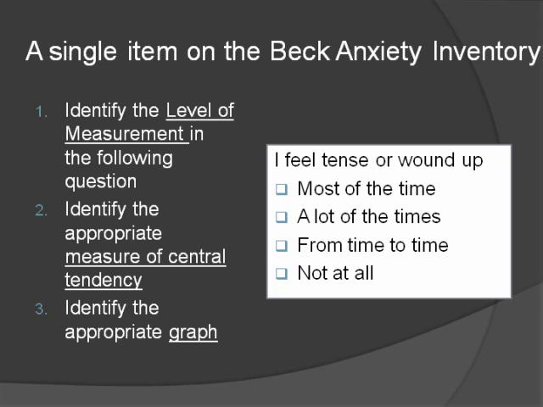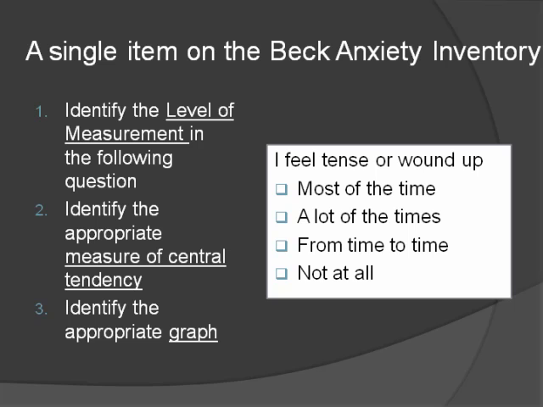Let's go on to our next example. Okay, here we're looking at a single item on the Beck Anxiety Inventory, and you see that item is listed here. I feel tense or wound up. And the response categories are on a Likert scale. So there's a ranking to these. Response categories include most of the time, a lot of the time, from time to time, or not at all. So pause your video just for a second now and think through what's the level of measurement for this variable, what's the corresponding measure of central tendency, and what would be the appropriate graph for this variable.